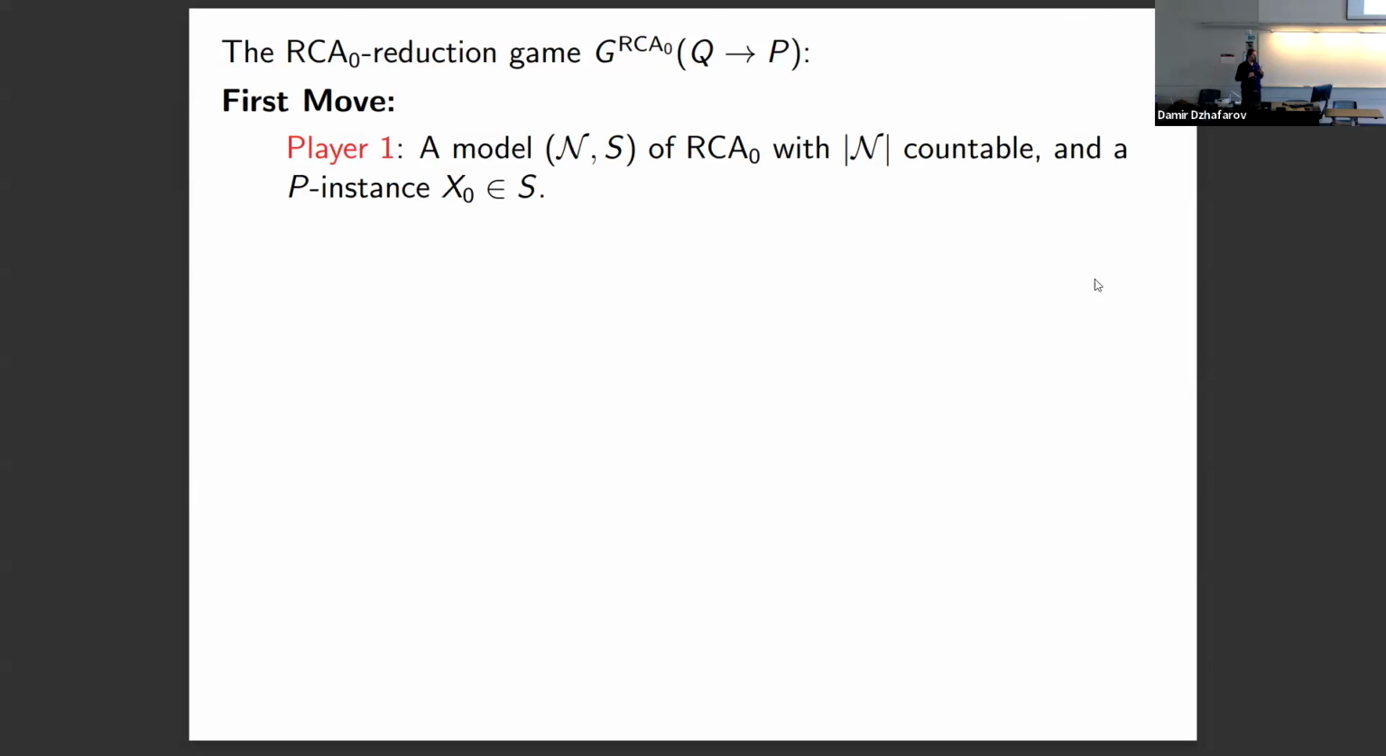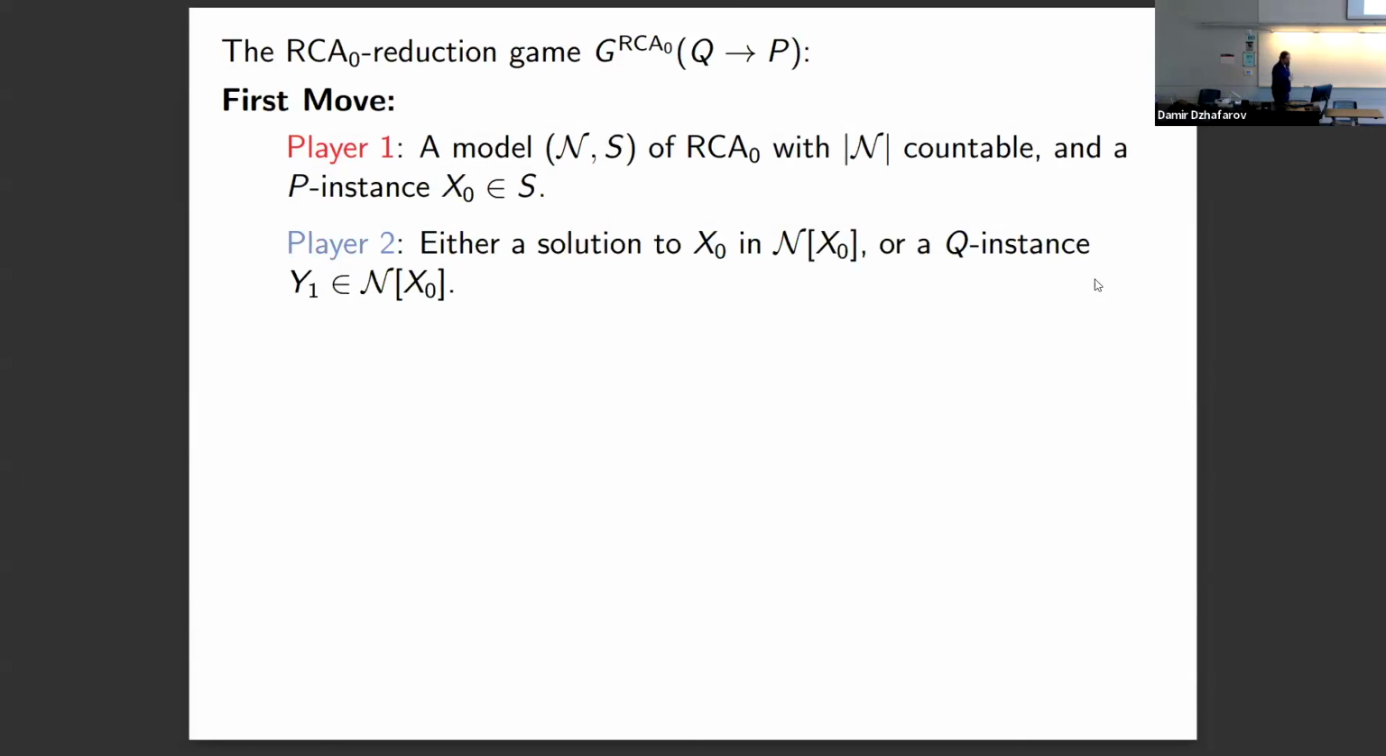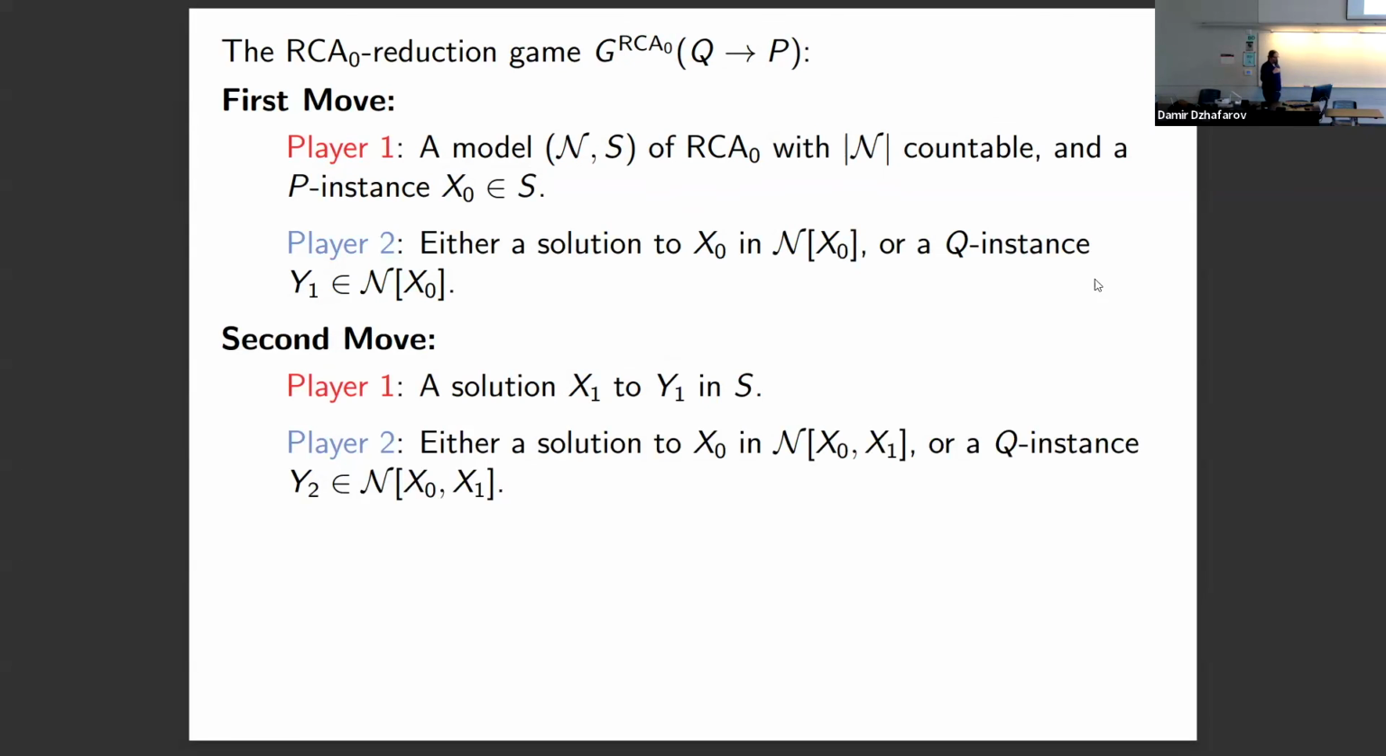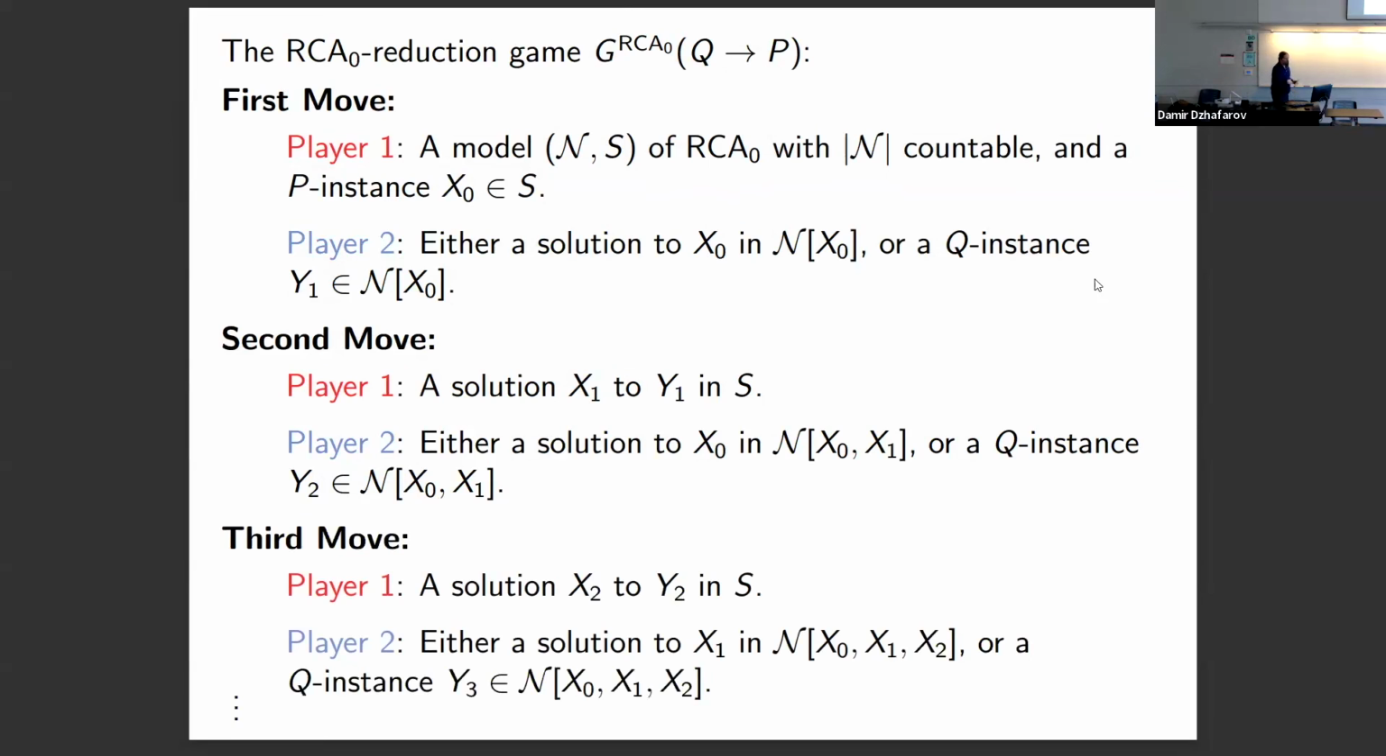Player 1 now does have one additional obligation it didn't before, which is that it has to play inside its model, right? Because it's determined the field of play, it would be cheating for it to go outside the field of play. So what happens now is that player 2 either solves the original instance, or plays a Q instance and has to do it Delta^0_1 definably, so in the things that are Delta^0_1 definable in X_0. And again, player 1 has to play a solution to Y_1, and that solution has to be in S. And then player 2, again, computably either solves the initial problem or plays another Q instance. Player 1 solves that one, et cetera.